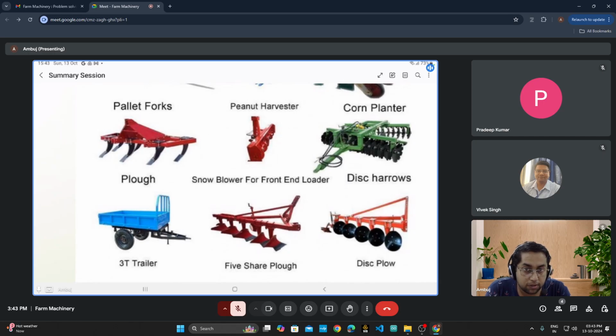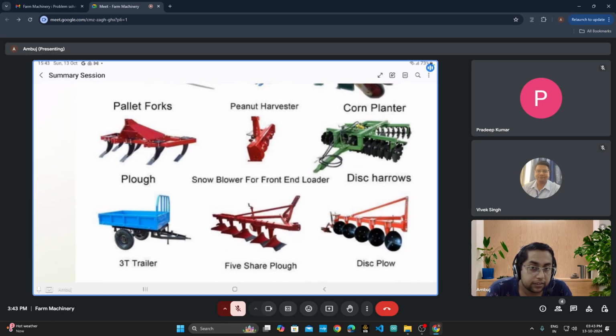Then snow blower is there. This is also an attachment. Plow is an attachment which is attached to a tractor through a 3-point hitch linkage system. Similar to that, snow blower is there. This particular blower is for front end loader attachment, much useful in European countries.